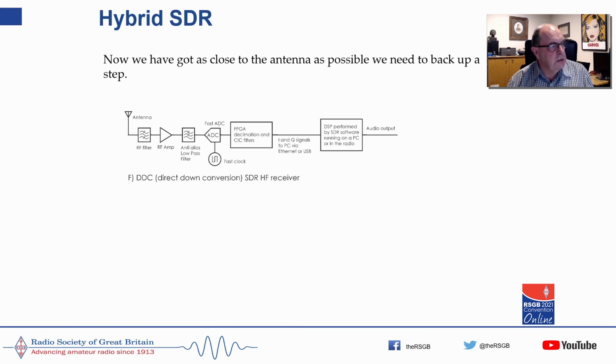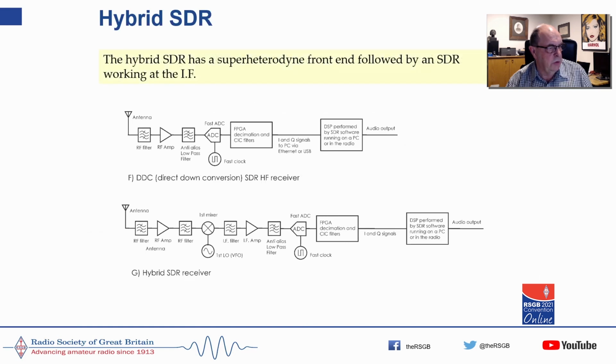So the direct sampling radio is as close as we can get to the antenna, but we have to back up a step if we want to go to high frequencies, and that's where this hybrid SDR with a superhet front end followed by an SDR back end takes over.